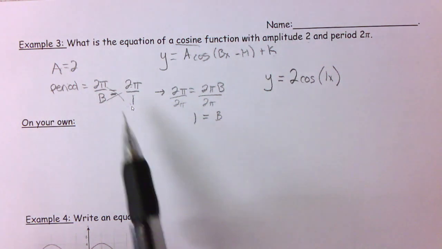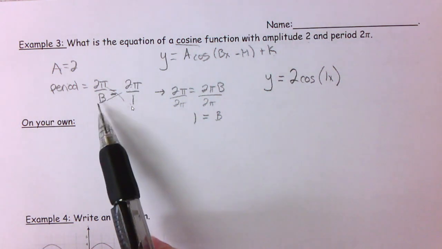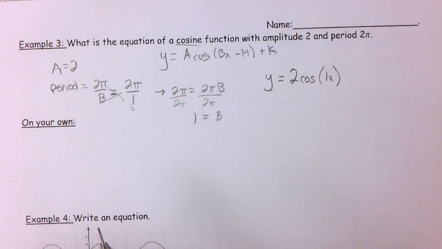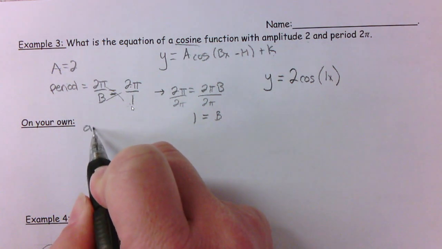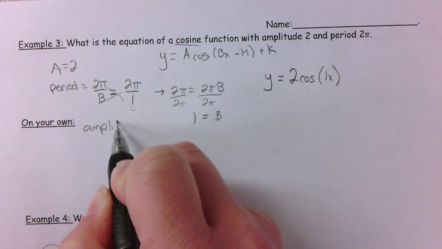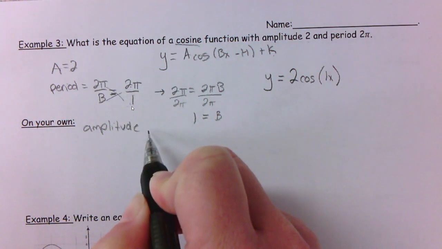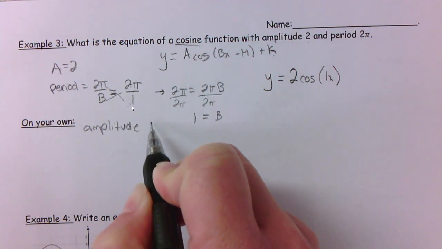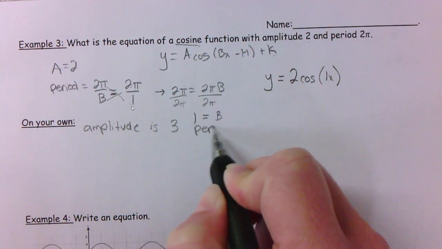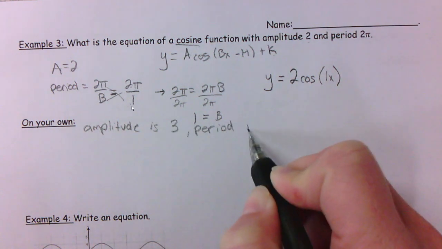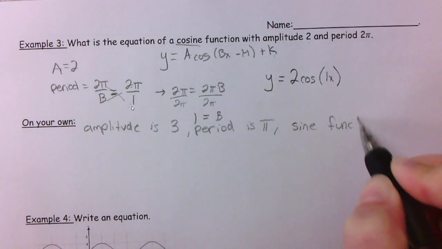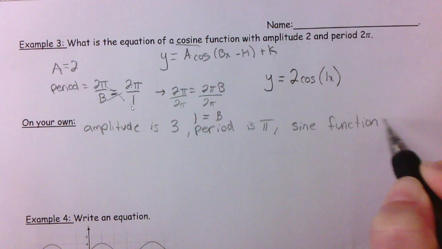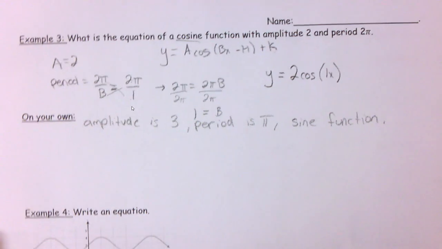Okay, so you're always going to set the period equal to 2 pi over b and put it over 1 to cross multiply to get what b is. Okay, so on your own, try one where the amplitude is 3 and the period is pi. It's also a sine function. Okay, so it's a sine function with amplitude 3 and period pi. So try that one on your own.